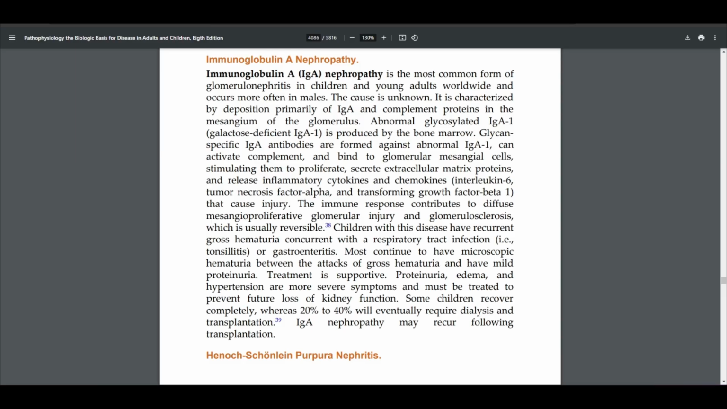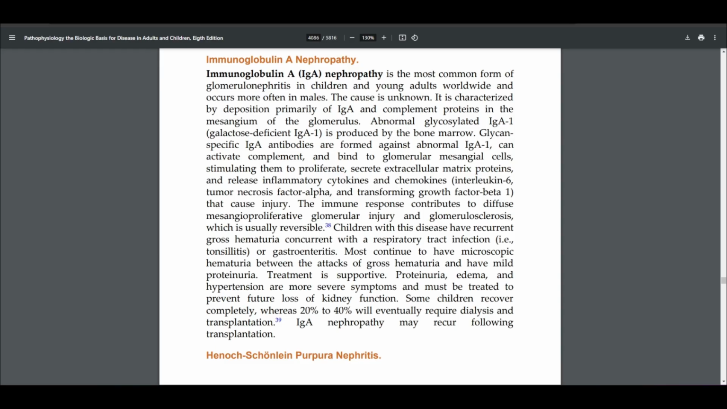Glycan-specific IgA antibodies are formed against abnormal IgA1, can activate complement and bind to glomerular mesangial cells, stimulating them to proliferate, secrete extracellular matrix proteins, and release inflammatory cytokines and chemokines, including interleukin-6, tumor necrosis factor alpha, and transforming growth factor beta 1, which cause the injury. The immune response contributes to diffuse mesangioproliferative glomerular injury and glomerulosclerosis, which is usually reversible.